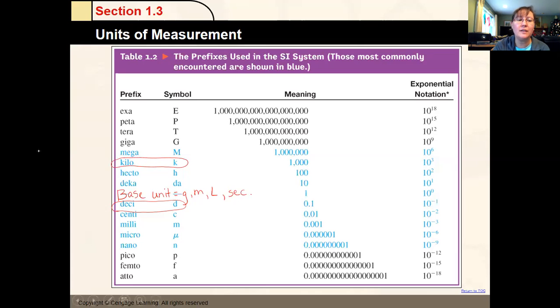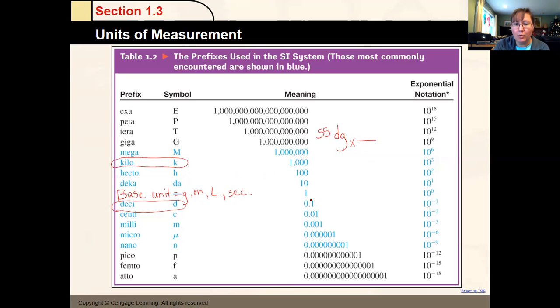Okay, well, there's different ways of doing this, but one method is, let's say we have 55 decigrams and we want to go to kilograms. This is the method that I prefer.